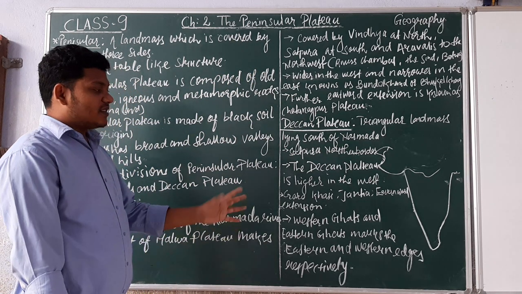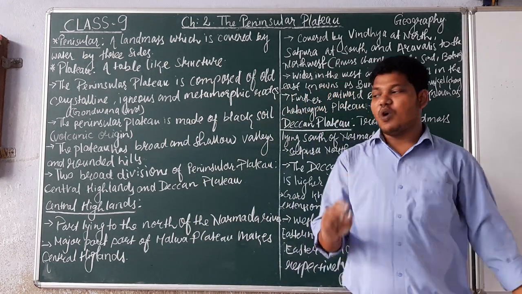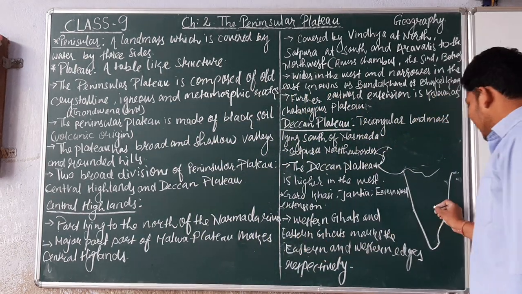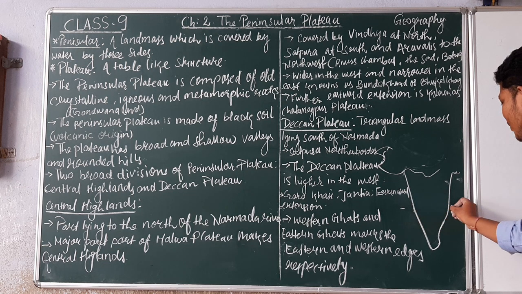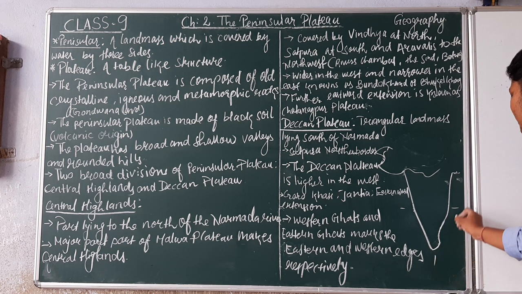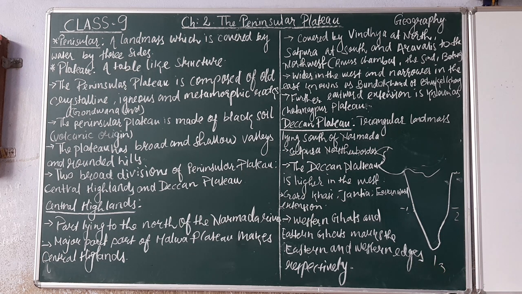Now, first we should understand what is Peninsular. Peninsular means an area surrounded by water on three sides. Take the example of our country. The southern side is surrounded by water on three sides. Here we have the Arabian Sea, Bay of Bengal, and Indian Ocean. This is termed as Peninsular.